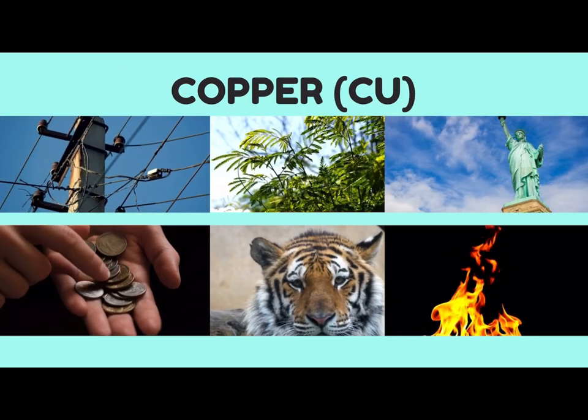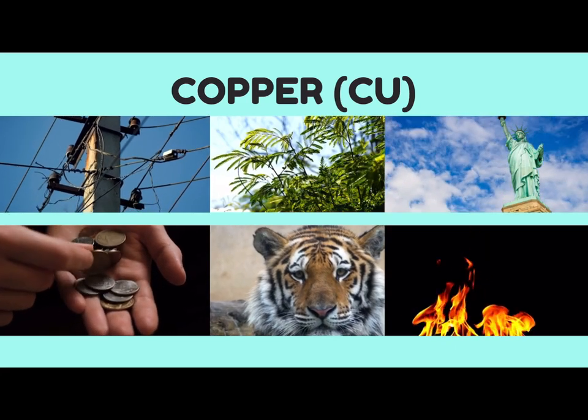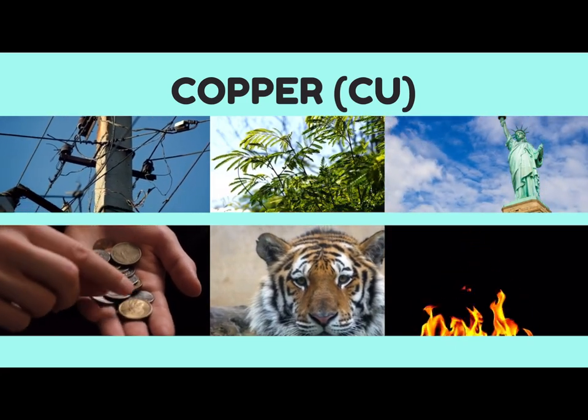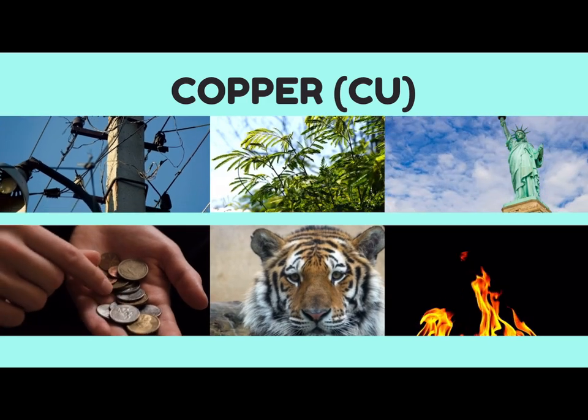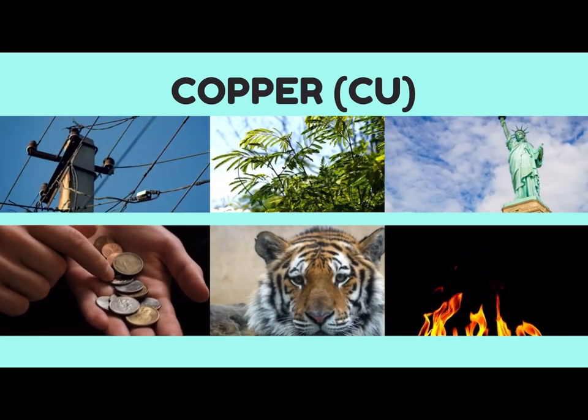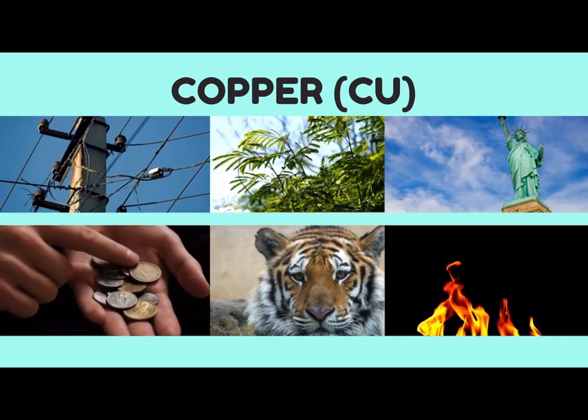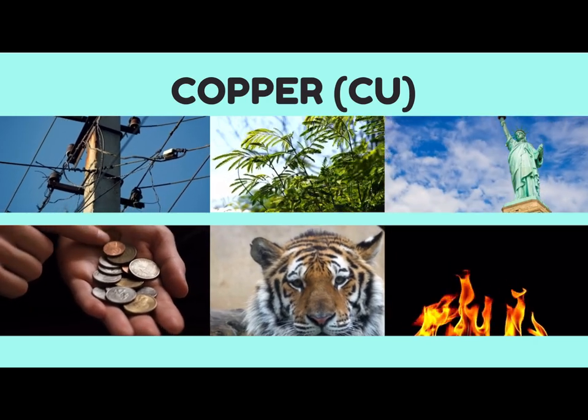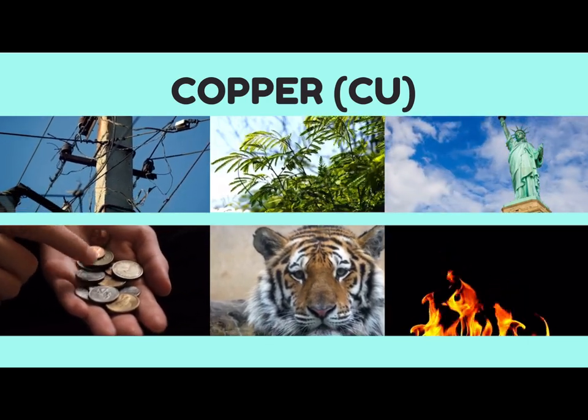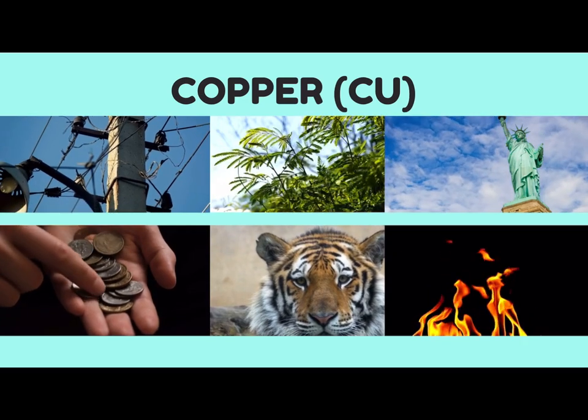Number 2. Copper. It is used for electrical wires. It can also be made into coins, which are sometimes combined with other metals to form alloys. It is also used in the Statue of Liberty. It is a good conductor of heat, and it is also necessary for the life of plants and animals since they use copper for their survival.